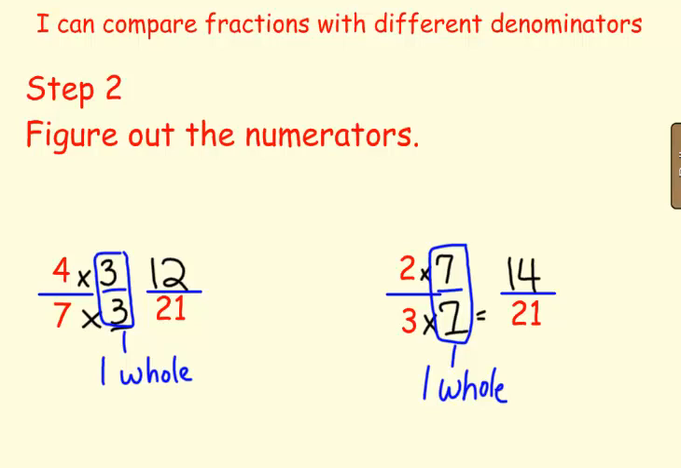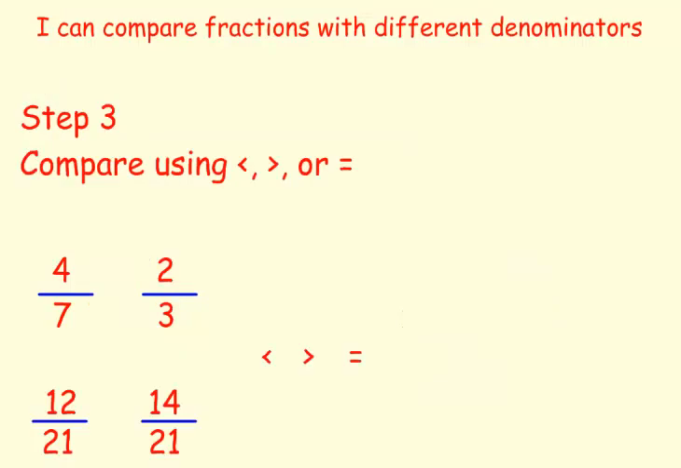All right, back to step 3. We have 4/7 is 12/21. 2/3 is 14/21. We know that 12/21 is less than 14/21.